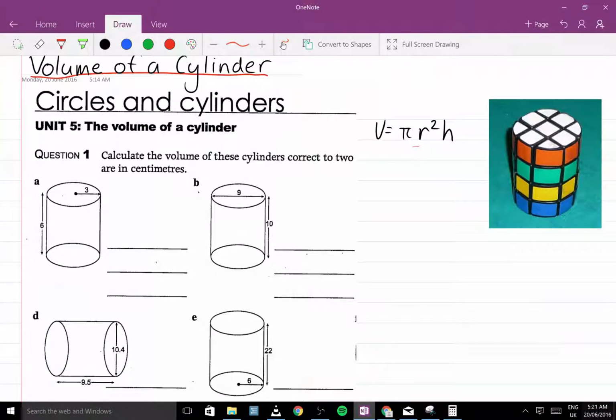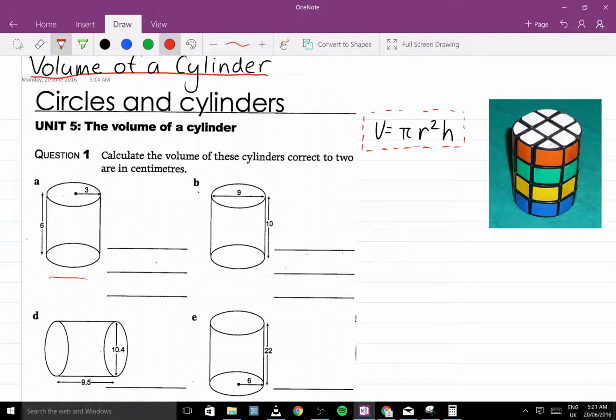Hello guys and girls, today we're looking at the volume of a cylinder. Our job is to calculate the volume of the cylinder in the question over there, and to do that, we're going to use the formula V equals pi r squared, that's what the little 2 means, squared h.